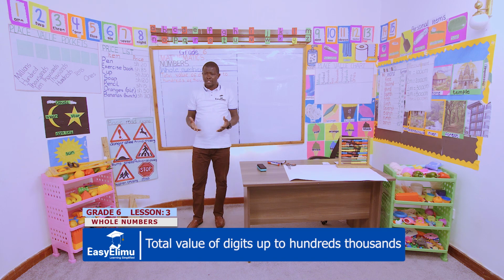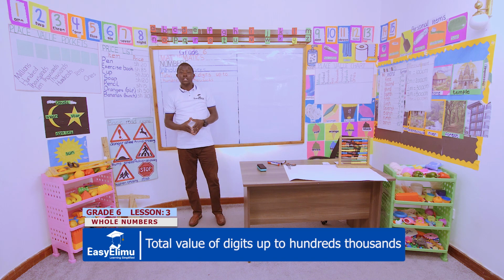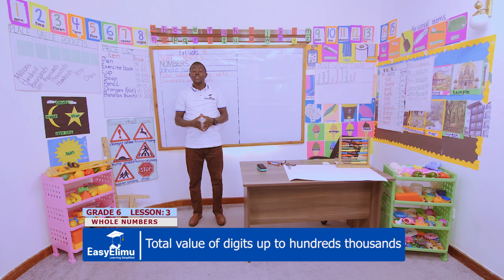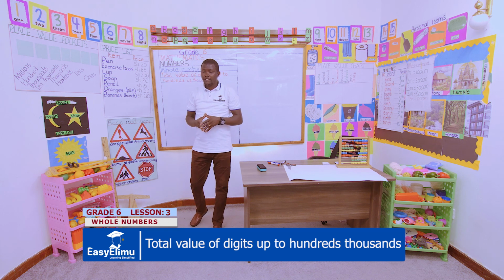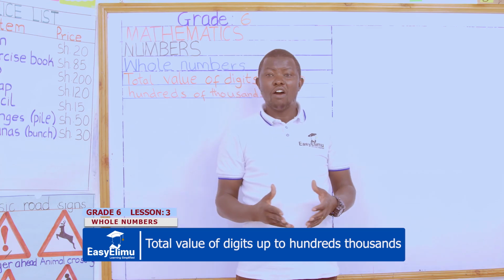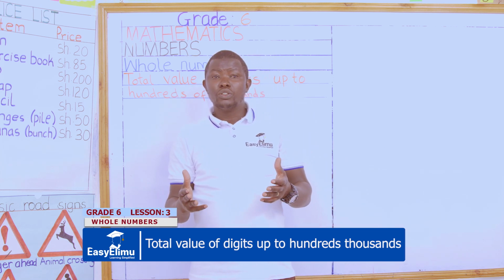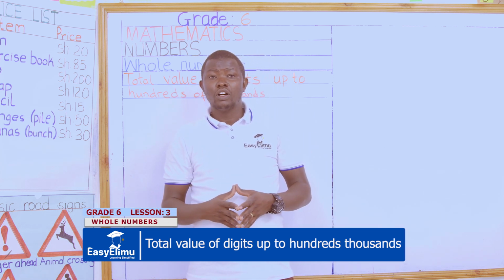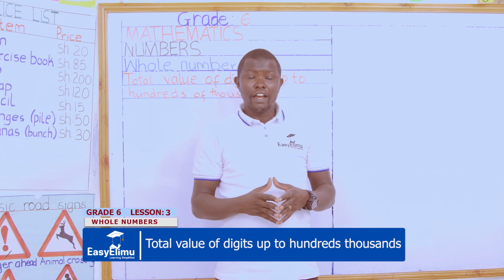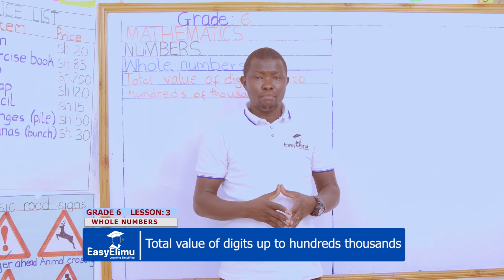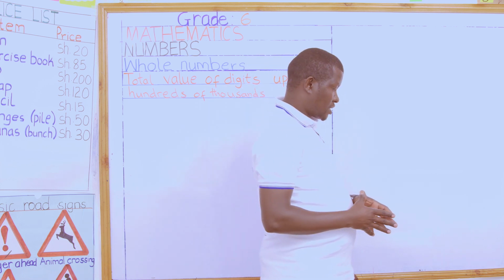Just to remind ourselves, while we were in Grade 5, we learned the place value of digits up to tens of thousands, a five-digit number. Today we'll be going a bit higher than a five-digit number. Now my question is, how do you find the total value of digits in a number?